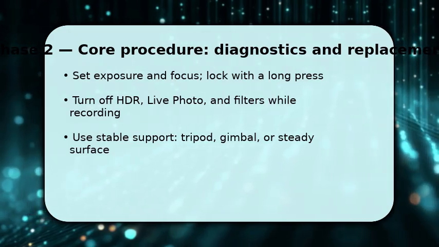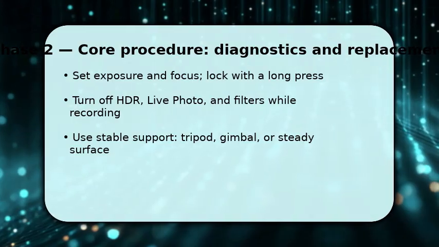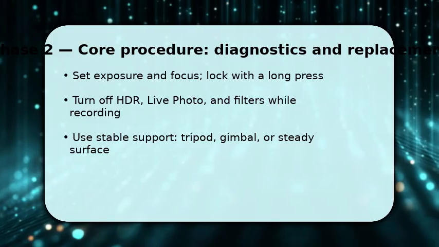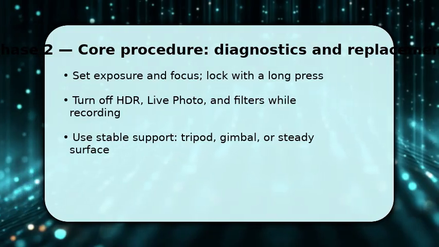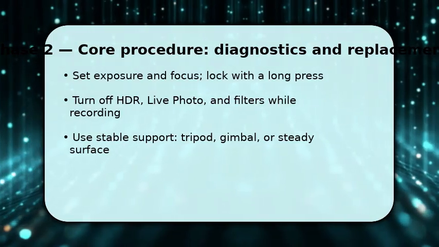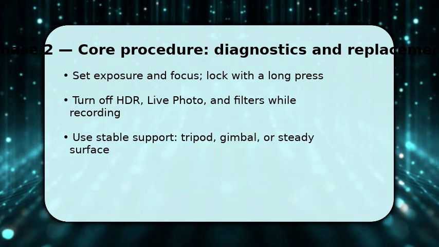Use a tripod or gimbal to avoid motion blur that mimics slow performance. Also make sure airplane mode is off if you want metadata, but disable background syncing to prevent CPU spikes. These steps improve capture consistency and reduce processing lag.